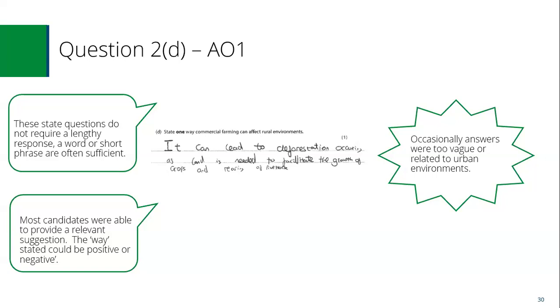It can be positive or negative as well, so that's worth remembering. And deforestation, for instance, that this candidate has used here, is not going to be sufficient by just stating deforestation in this case. So on its own, it would be insufficient, but actually explained would be better. Occasionally, answers were far too vague or related to urban environments. So this can lead to deforestation occurring as land is needed to facilitate the growth of crops and rearing of livestock. So they've developed that point of deforestation, and that was a good answer.